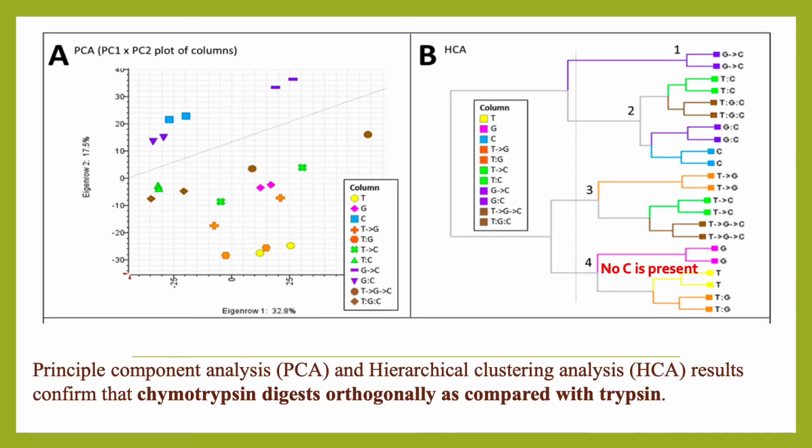In addition, statistical analyses were performed in order to investigate the activity of trypsin versus chymotrypsin. As can be seen in the principal component analysis results in figure B, clusters 1, 2, and 3 contain samples treated with chymotrypsin, while chymotrypsin is not present in cluster 4. This analysis confirms the orthogonality of chymotrypsin, which is different from trypsin activity.